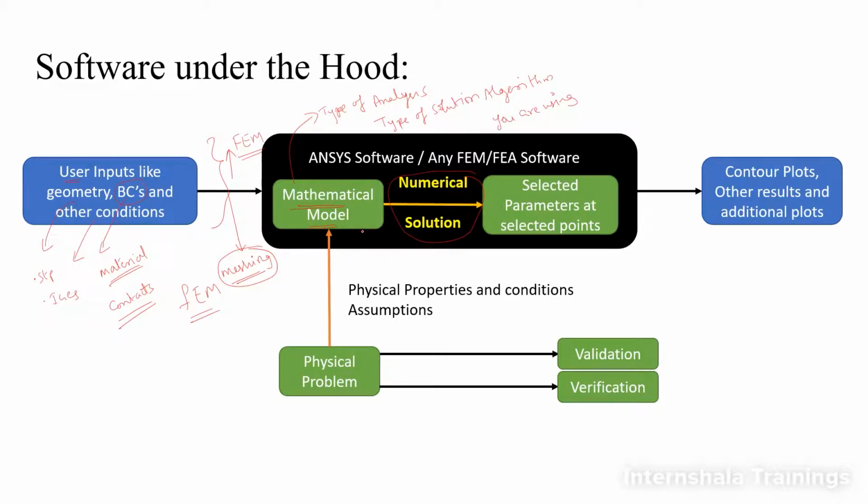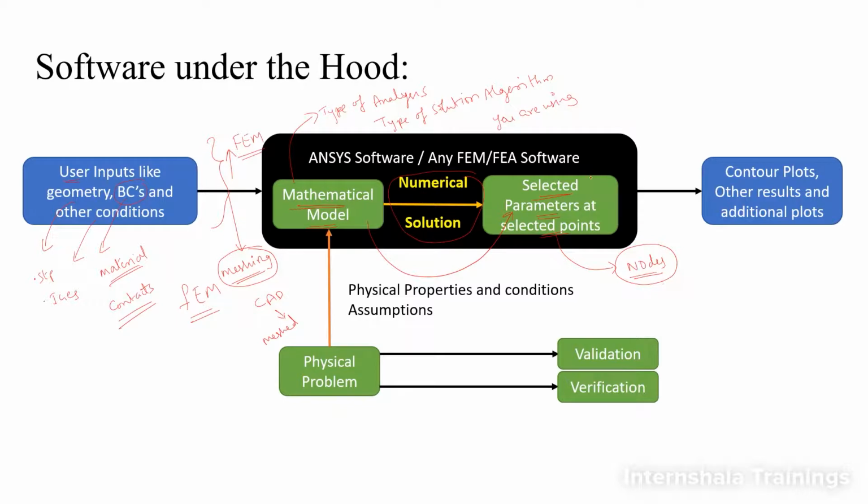Once the software has successfully generated the mathematical model, it will use different solution methodologies to solve the mathematical model and find different selected parameters at selected points. These selected points are nothing but the nodes. So where are we going to form nodes? In the meshing process, we convert the CAD model into the meshed model. This is where the selected points will be created, and the software will try to solve and find the selected parameters at the selected points.